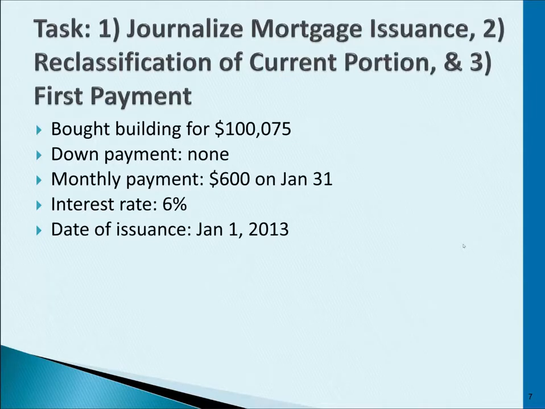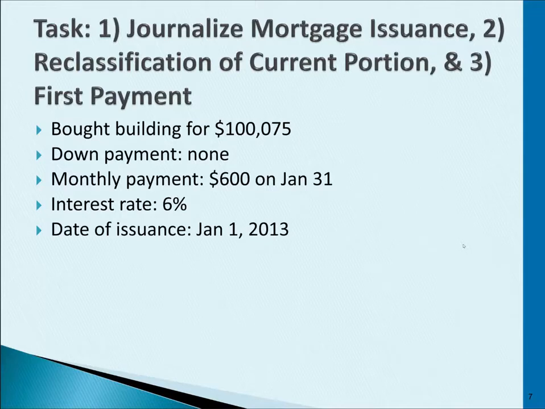So our task is to journalize mortgage issuance. That means we're going to buy some property and issue a mortgage instead of paying cash. And then we have to figure out how much of that mortgage will be due within the next year, and that will be the current portion of the mortgage. And then we will journalize our first payment.